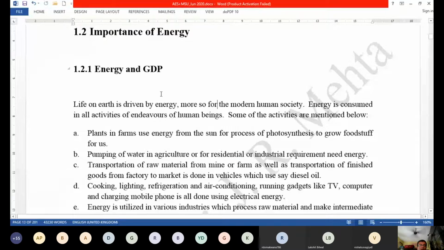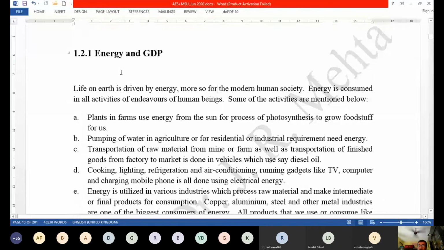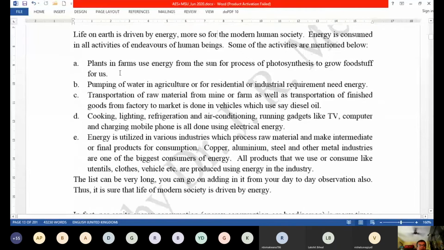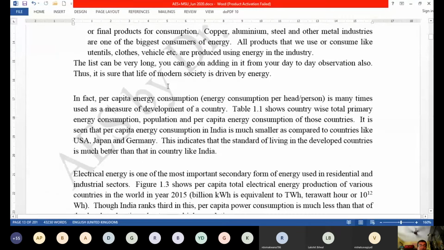So, energy and GDP. Energy is required for all different human activities and human endeavors, be it agriculture or be it industry or transportation, etc. To perform different activities, or economical activities, or even day-to-day activities, or even service industries, they all need energy.